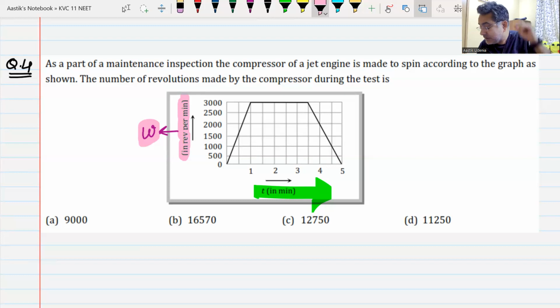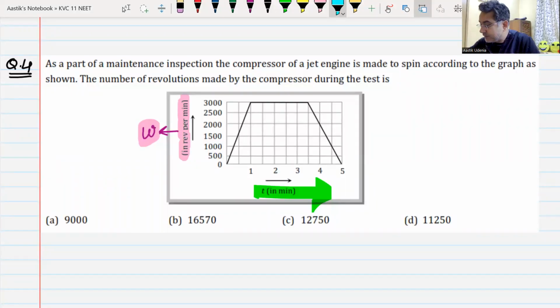So in this graph, what you have to find out is the area under this graph. Can you find out the area under this graph? Yes or no? Yes? Okay, so I'll give you 2 minutes. Find out the area under this graph. That will give you the angular displacement.